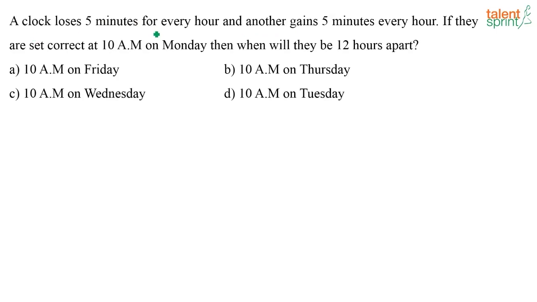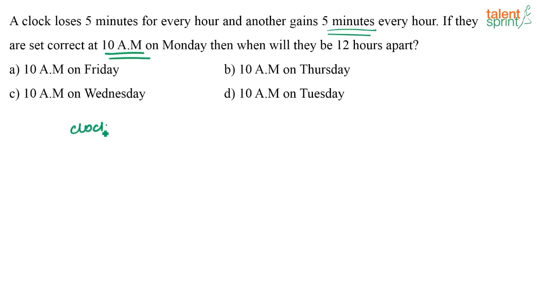A clock loses 5 minutes for every hour and another gains 5 minutes every hour. If they are set correct at 10 a.m. on Monday, then when will they be 12 hours apart? This question is based on clocks which gain or lose time. How will we approach such questions? What is given here? A clock loses 5 minutes for every hour. Another clock gains 5 minutes for every hour. And it is given both the clocks are set correct at 10 a.m.